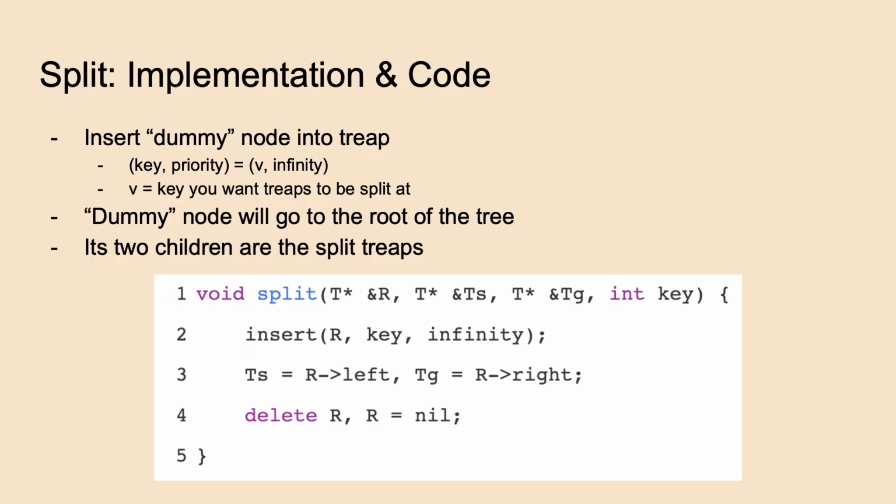To split a Treap as previously described, we insert a dummy node into the Treap with a key value of v and a priority value of infinity. Thanks to the heap property, it will end up as the root of the tree, and thanks to the BST property, its two children will be the two Treaps we were looking for.